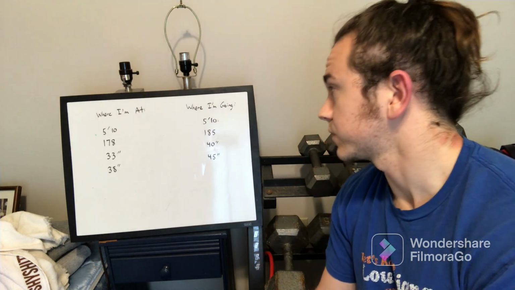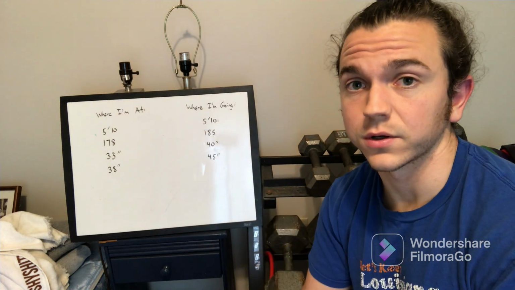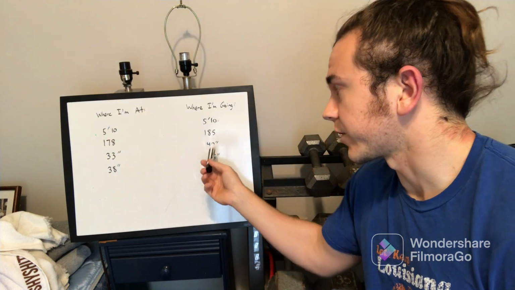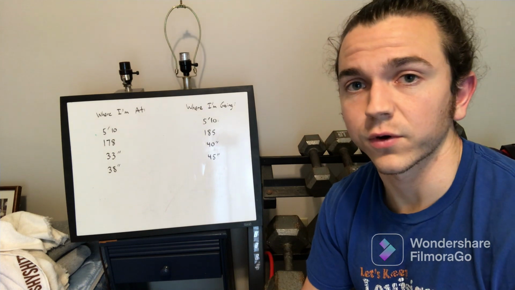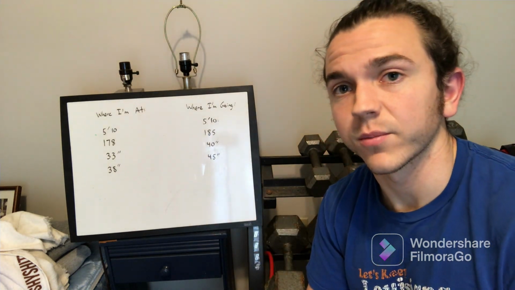And my goals for right now, so where I'm going, obviously I don't plan on getting taller, so I'm 5'10", probably not getting taller. And I'm going to try to increase my standing vertical to 40 inches, and I'm going to get the approach vertical to 45 inches, all while increasing my weight to about 185 pounds.